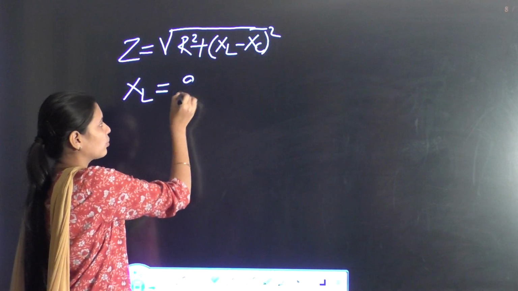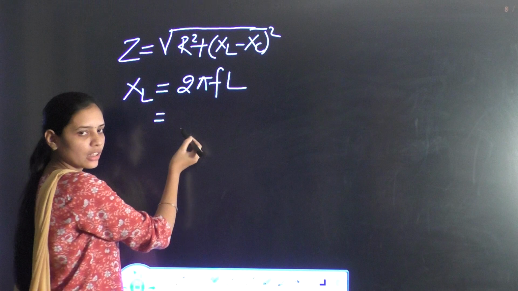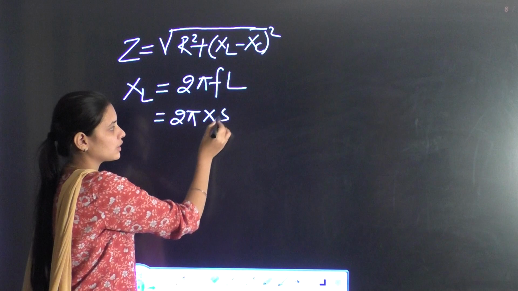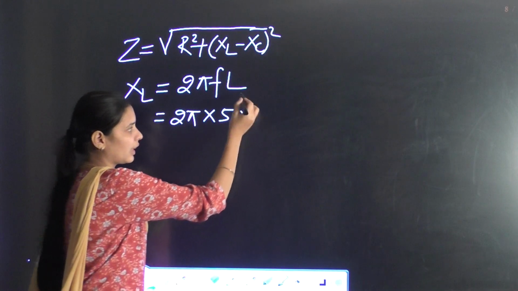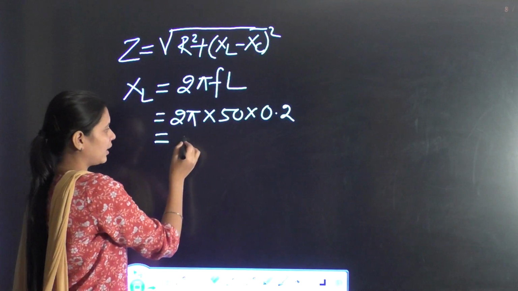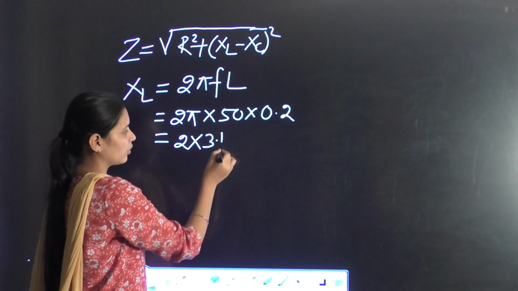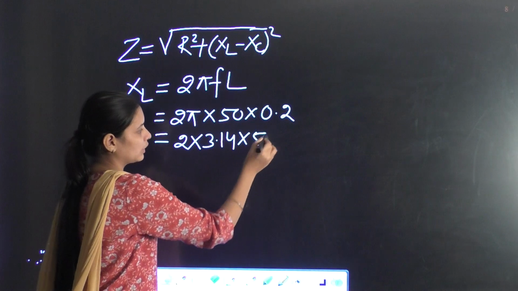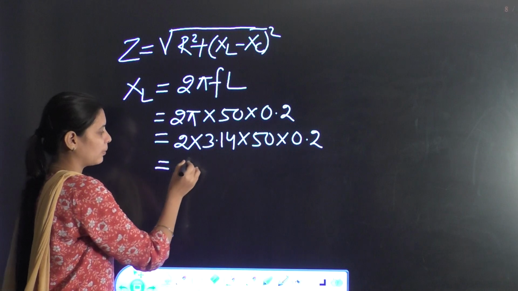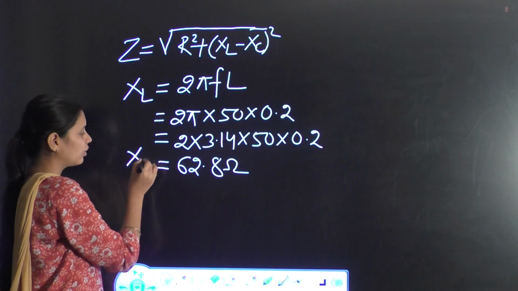XL is given by the formula 2 pi F into L, where 2 pi is the constant term. The frequency is 50 hertz and the inductance is 0.2 Henry. So this value will be 2 into 3.14, the value of pi, into 50 into 0.2. After calculating this product, I get 62.8 ohms. I got the value of XL.